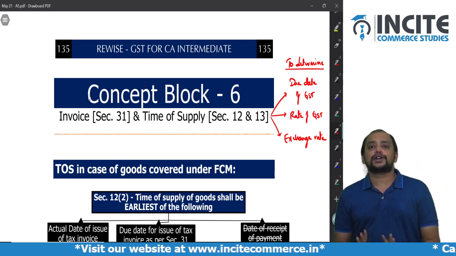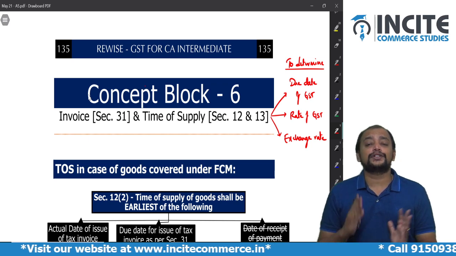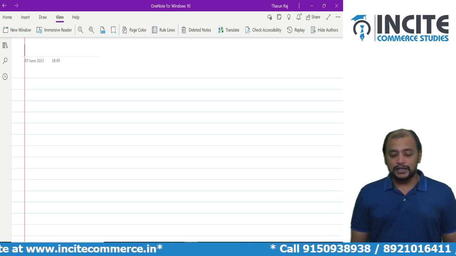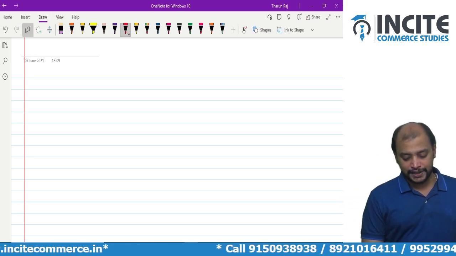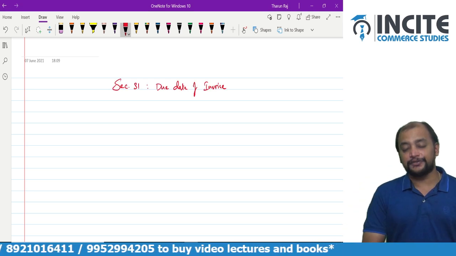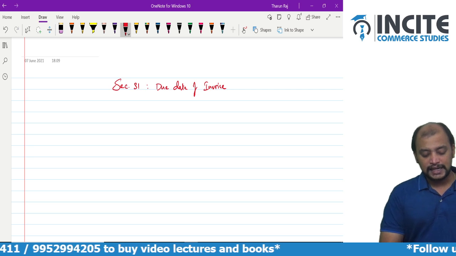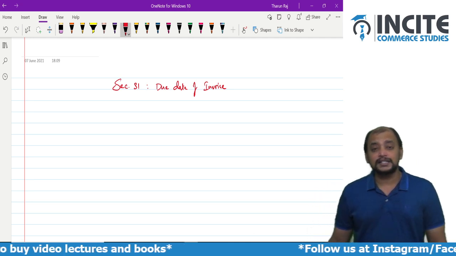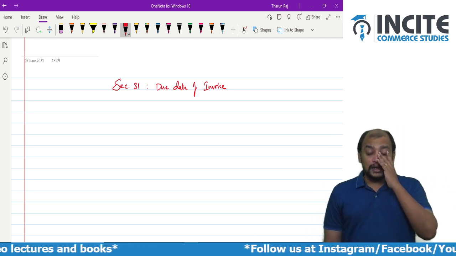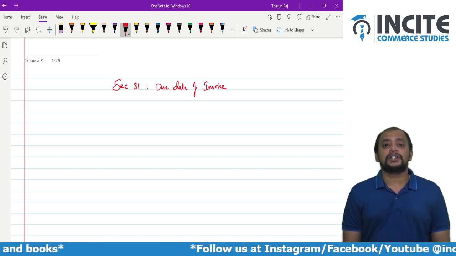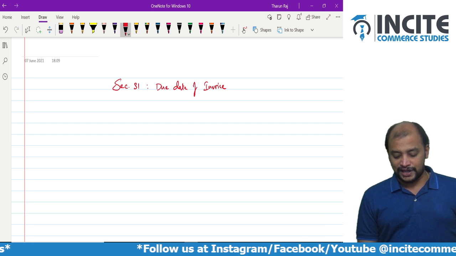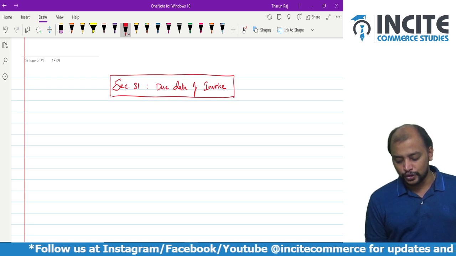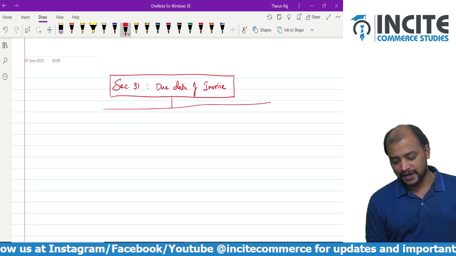Now what we are going to see is what the situation is, and for the situation, what the due date of invoice is. So now concentrate on that. Section 31 deals with the due date of invoice, and in case of goods it is given under section 31 subsection 1, subsection 4 and subsection 7. This section 31 is divided into two groups: in case of goods, and in case of services.